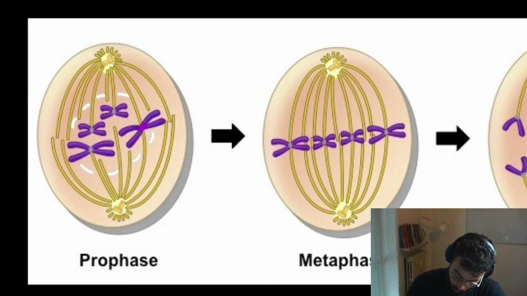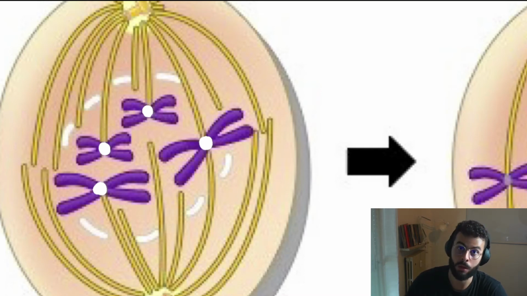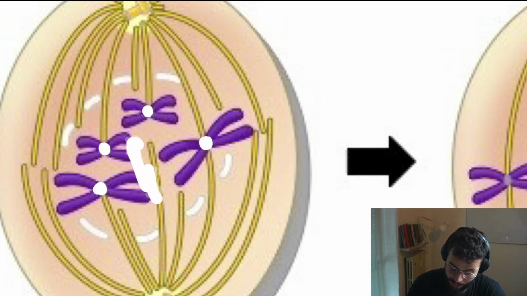So we have 1, 2, 3, 4 centromeres. Let's zoom in a bit. 1, 2, 3, 4 centromeres. Therefore, in this stage, we have 1, 2, 3, 4 chromosomes. We have 1, 2, 3, 4, 5, 6, 7, 8 chromatids. So we have 8 chromatids, 8 DNA molecules, but 4 chromosomes.